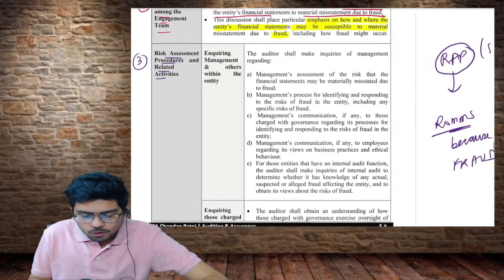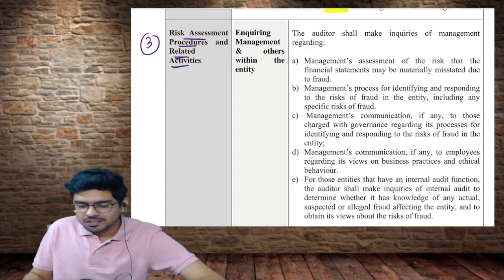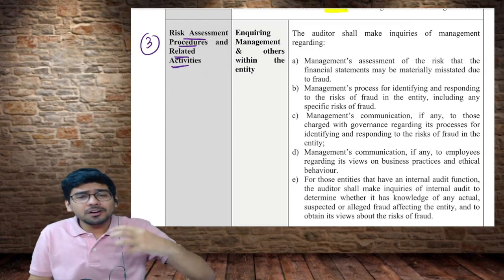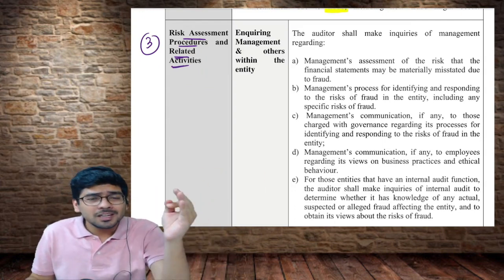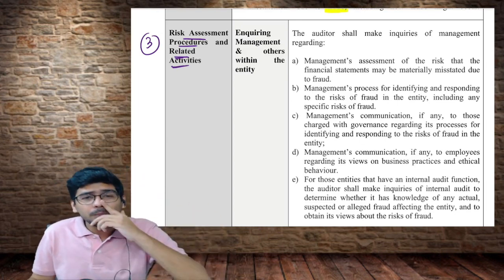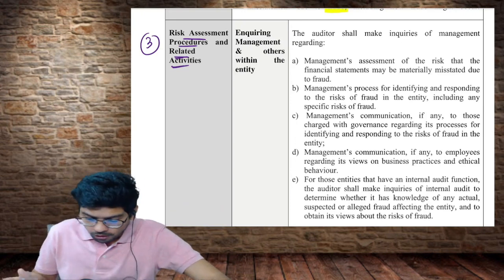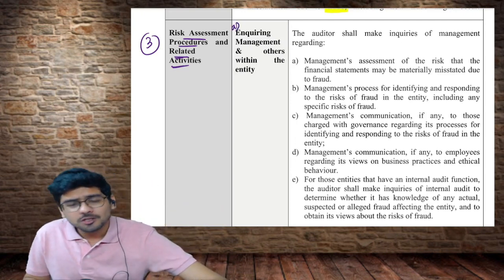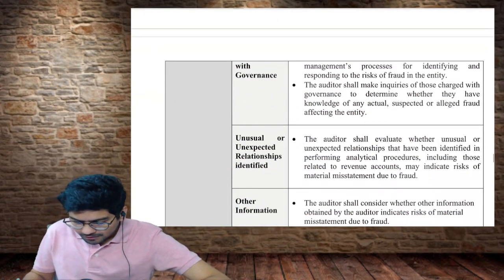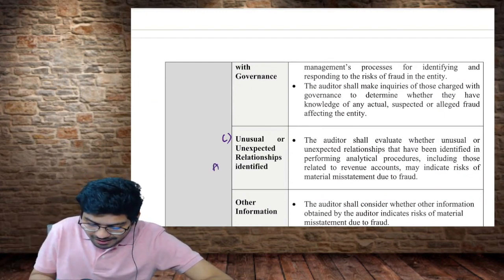So what are the things that we are going to do here? This can be an important question here. Explain the risk assessment procedures and related activities as per SA 240. So you have to first understand that by doing RAP, the auditor comes up with ROMs, and in the question it is mentioned that we have to answer RAP in accordance with SA 240. That means what all things the auditor is going to do to determine the ROMs because of fraud. So first point, he is going to inquire with the management and others within the entity. Then he is also going to inquire with TCWG. Then he is going to detect some unusual or unexpected relationships. He is going to find, if you remember, analytical procedures.